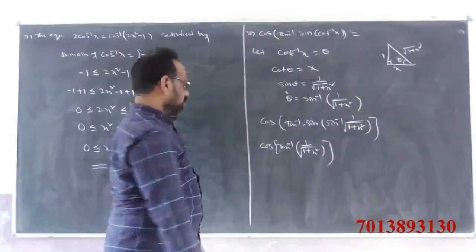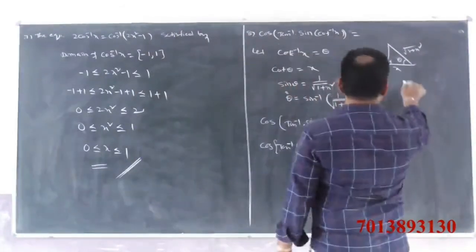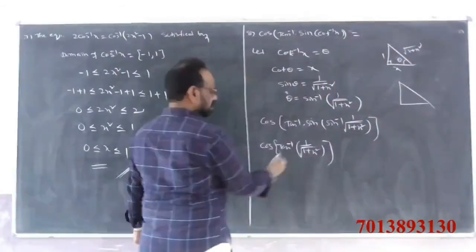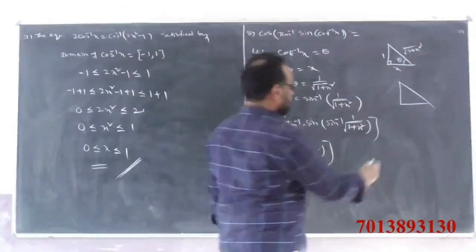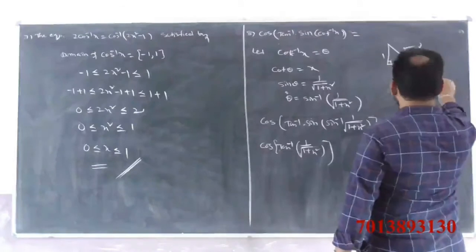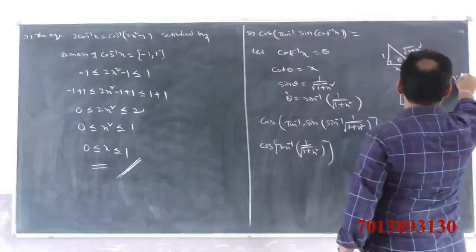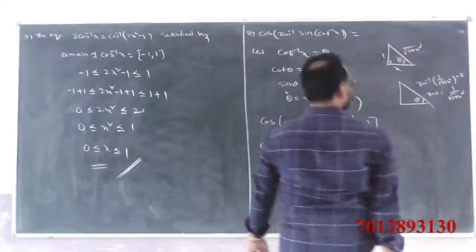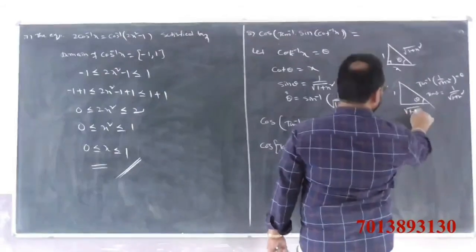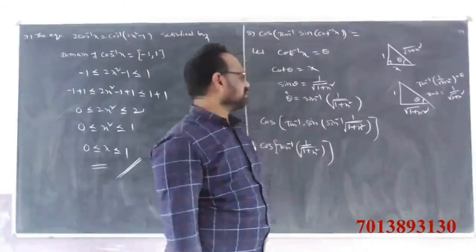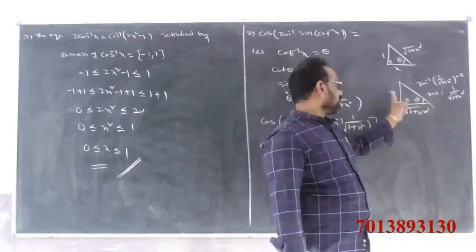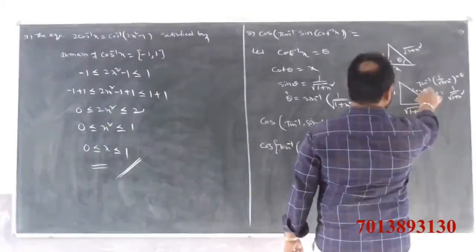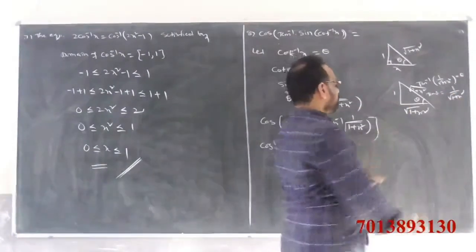If you take a right angle triangle here also, tan inverse of 1 by square root of 1 plus x square is equal to theta. Tan theta is equal to 1 by square root of 1 plus x square. If you take theta here, clearly this side is 1 and this side is square root of 1 plus x square. What is the value of the hypotenuse? It is 1 plus x square plus 1, we get 2 plus x square, under a square root, by using the Pythagoras theorem.